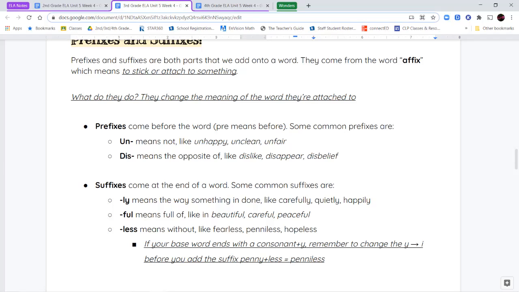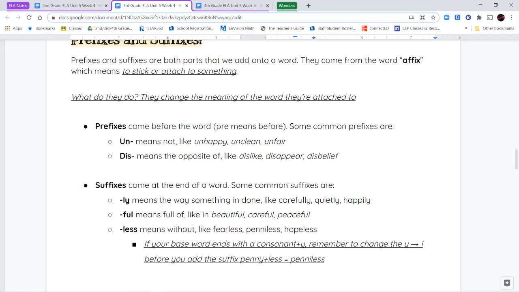So we have the prefix un, which means not, like unhappy or unclean or unfair. And we have the prefix dis, which means the opposite of. So dislike, disappear, or disbelief. Our suffixes are ly. So when you add ly to the end of a word, you're telling me how that thing was done. So if you did something carefully, if you were speaking quietly, if you were dancing happily.